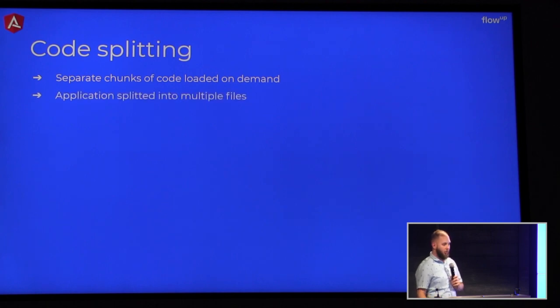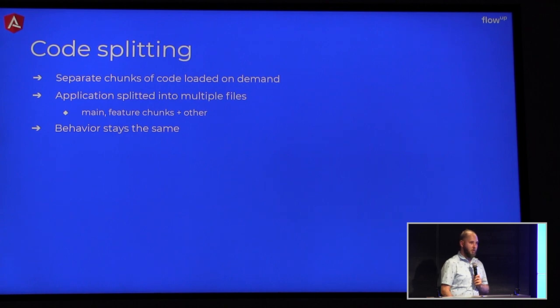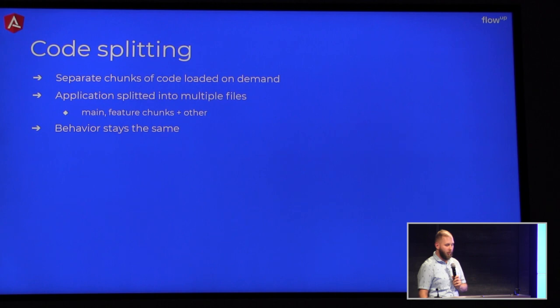The whole application can be split into multiple files. These files are called chunks. One is the main. There are several feature chunks and others. The key thing is that the behavior must stay the same. You cannot alter the behavior of the application in any way.